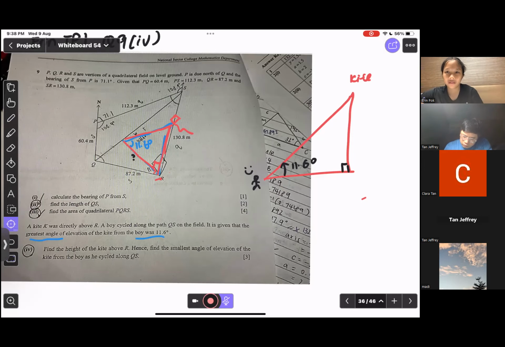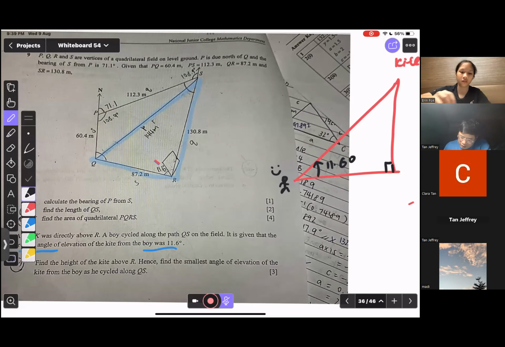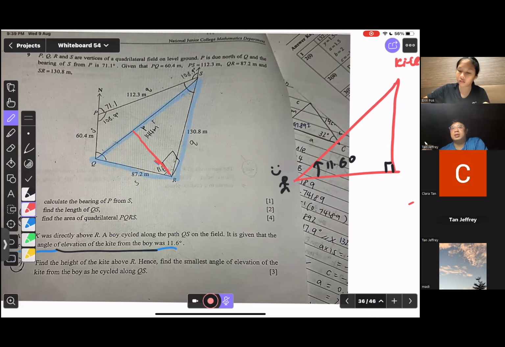So this question goes like this. First, if you look at this triangle, the greatest angle of elevation will come when this distance is very, very short. It's the shortest possible. Does that sound fair? So this must be the shortest distance possible, which I'm going to write over here. It must be the shortest distance to R.